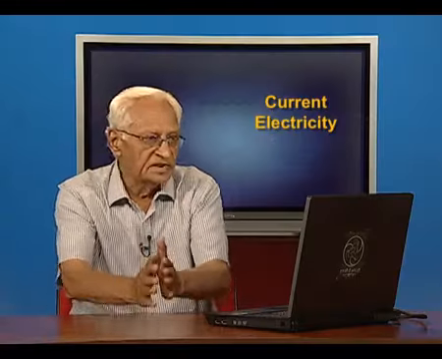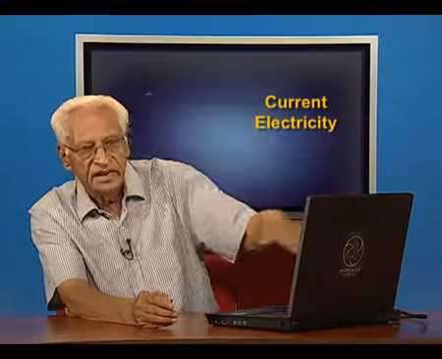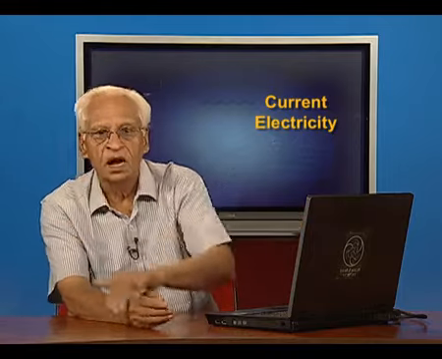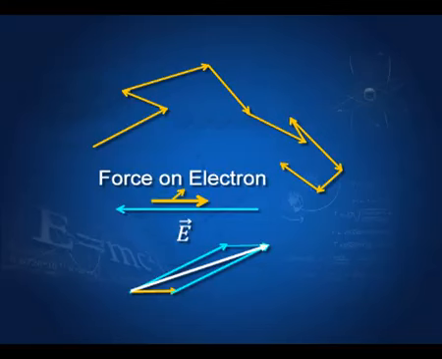Now, I apply an electric field, then the electron feels a force in a direction opposite to that of the field. The field is in this direction, and the electrons get a kick and acceleration in the opposite direction. And now, what happens? On each of these vectors, which were random, I am now adding a systematic component to the right. So, we get a slight displacement of electrons.